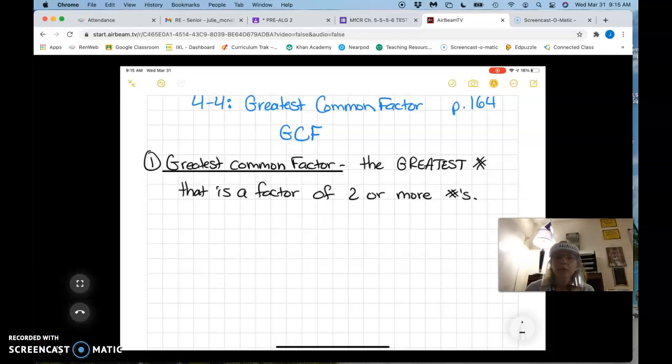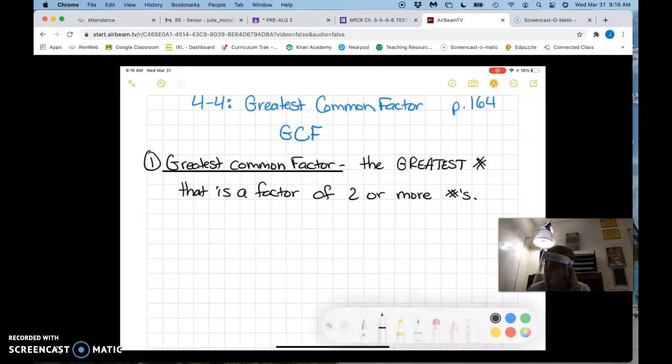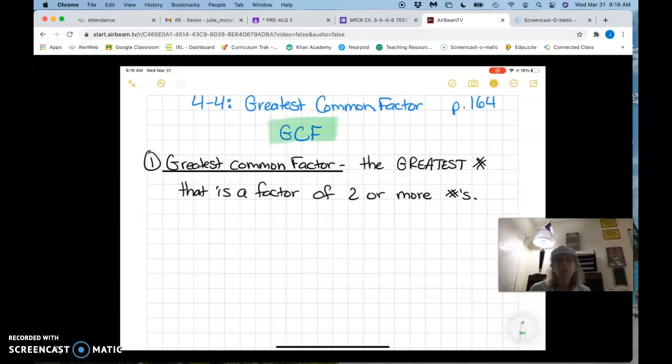So today we're switching gears from prime factorization to greatest common factor. And we are actually going to use some of our prime factoring to do this section as well, which is why we learned that first. And the greatest common factor is often abbreviated GCF. So if you see GCF, you know it means greatest common factor.